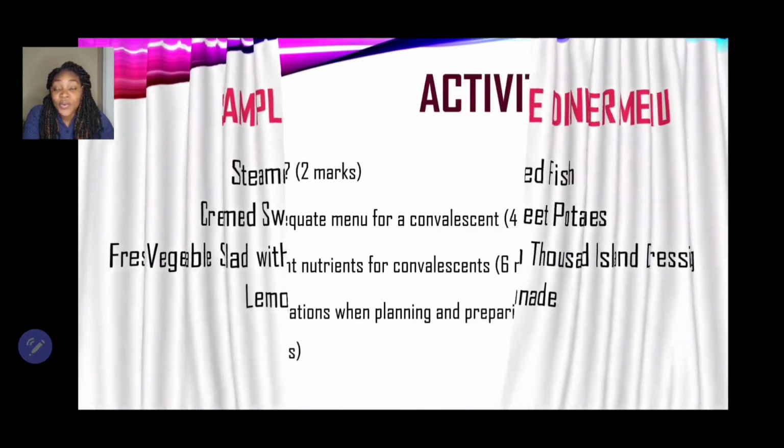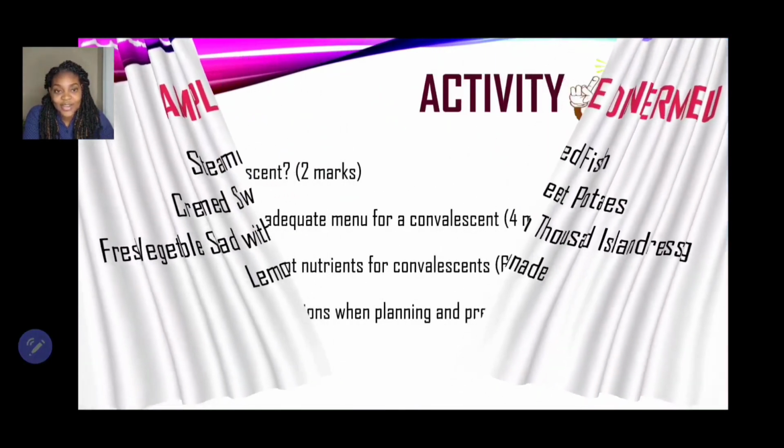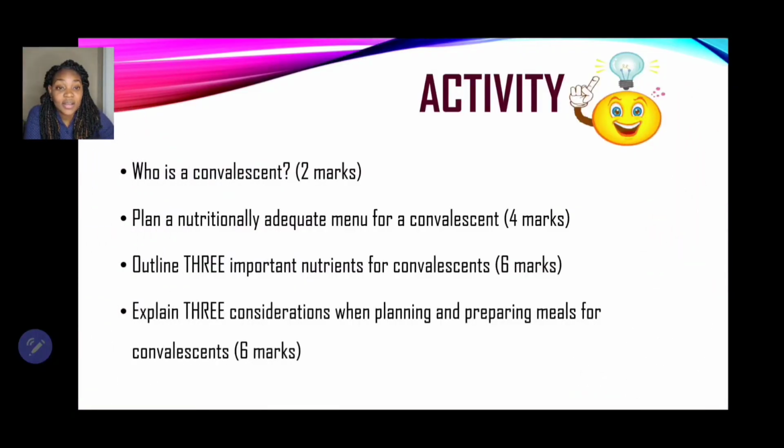Now we're at our activity. Number 1, who is a convalescent? Number 2, plan a nutritionally adequate menu for a convalescent, 4 marks. Number 3, outline 3 important nutrients for convalescents, 6 marks. When we're outlining, we're giving the nutrient and stating why it is important. Why is this particular nutrient needed for convalescents? Number 4, explain 3 considerations when planning and preparing meals for convalescents. What should we do? What should we include? What should we take away?